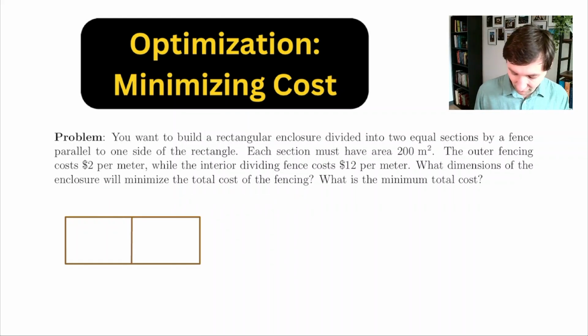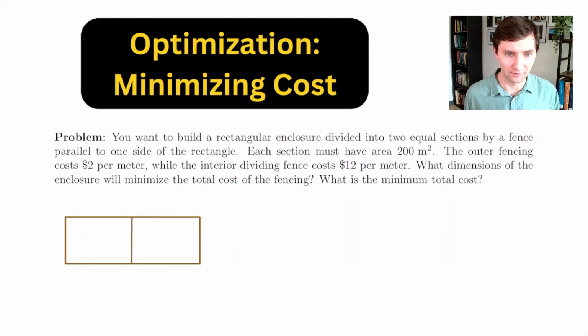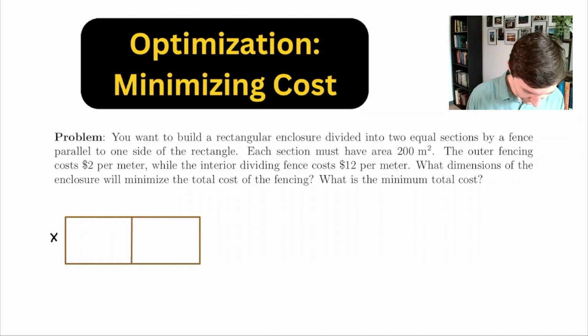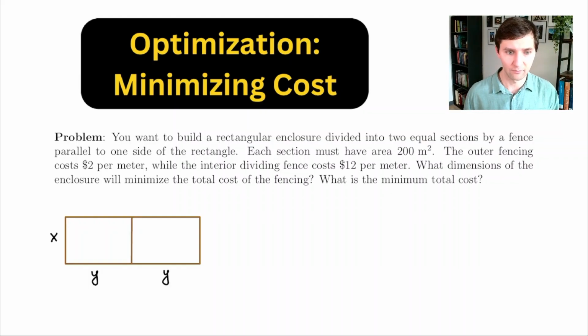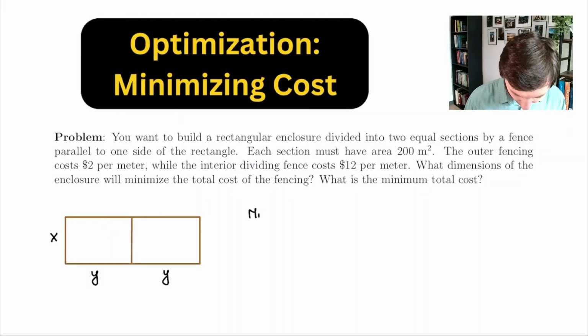We need to find the dimensions of the fence minimizing the total cost of the fencing. We also must determine the minimum total cost. Let's give names to the dimensions. Let's call one side of the enclosure x. And because the other side is divided into two equal parts, let's call this part y, and let's call this part y as well. We must minimize the cost of the entire enclosure.